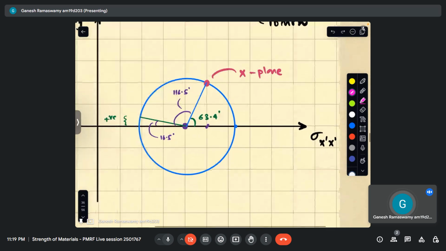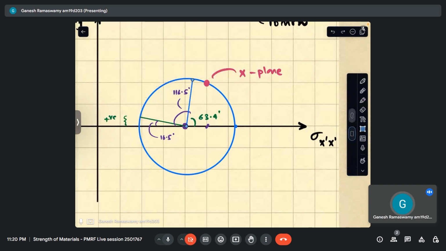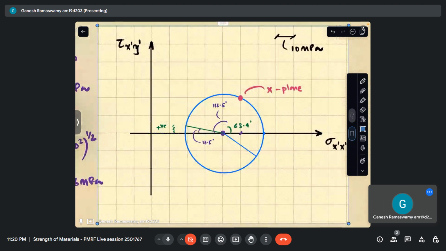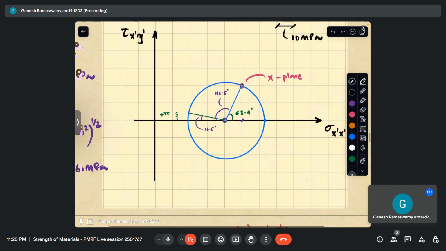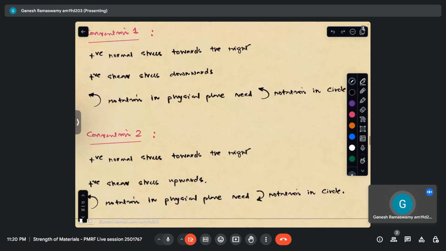So what this means is, I went like that. Instead, I should have gone this way by 100 degrees. So if this is 60, then I go another 40. I get to this point where I can clearly see that my shear stress now is actually negative. So I hope these 2 points are clear. So these are the 2 conventions we generally follow.